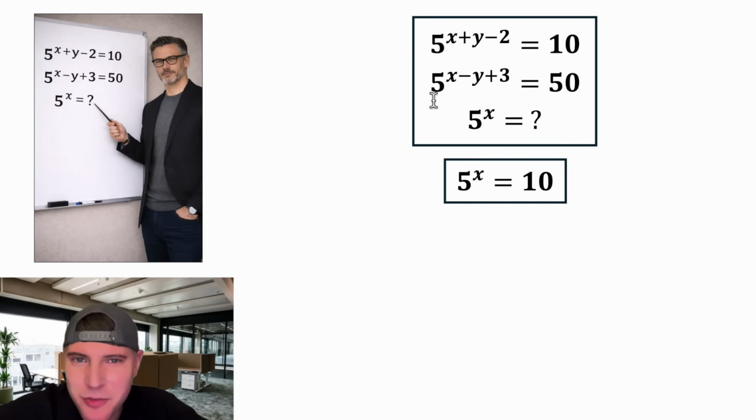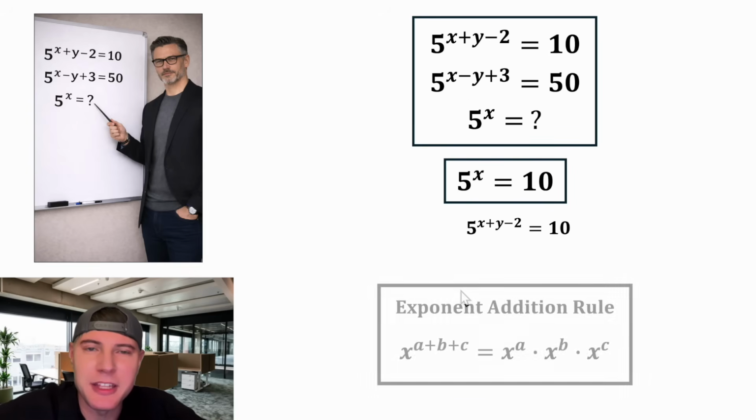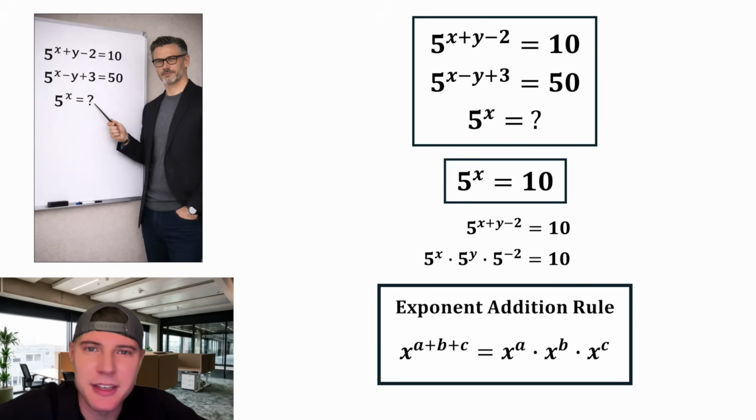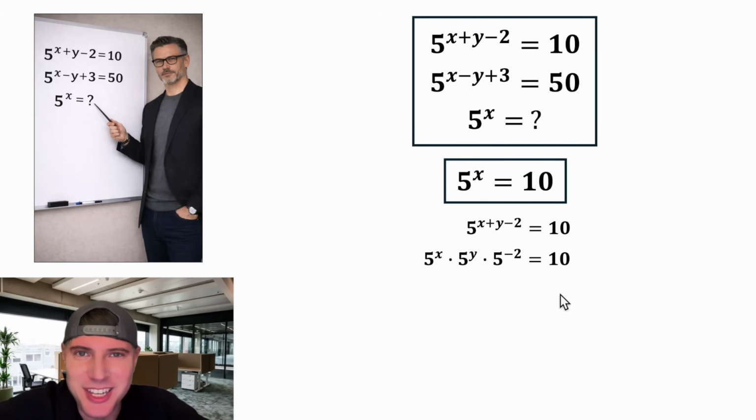Next, they didn't ask for 5 to the power of y, but I want to see if we can find it. Let's copy down the top row, and then using these notes, we can rewrite it like this. 5 to the power of the quantity x plus y minus 2 is equal to 5 to the power of x times 5 to the power of y times 5 to the power of negative 2. And that's still going to be equal to 10. I want to try to solve for this 5 to the power of y, so let's copy that down. And then 5 to the power of x we know is equal to 10.